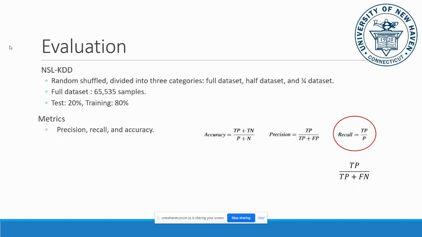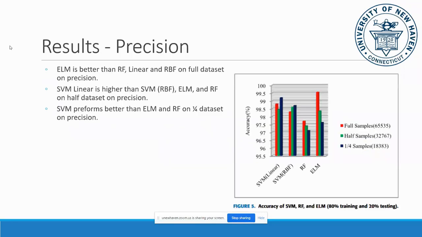What kind of metrics did they use to determine how well these models did? They used precision, recall, and accuracy. To the right, you can see some pictures of the formulas they used. I circled the last one, recall, because I think it was a mistype. I think they meant true positive over true positive plus false negative, but it depends on what they're describing as P. But yeah, that bothered me.